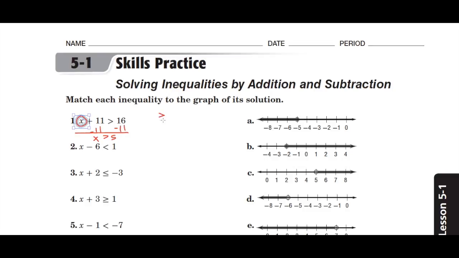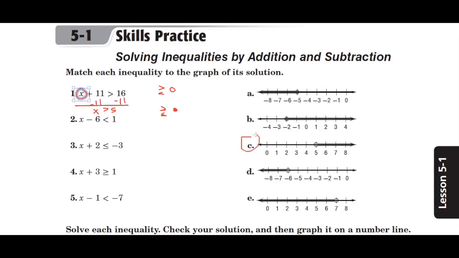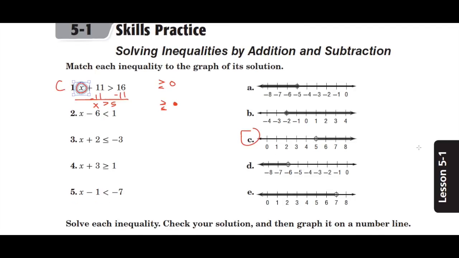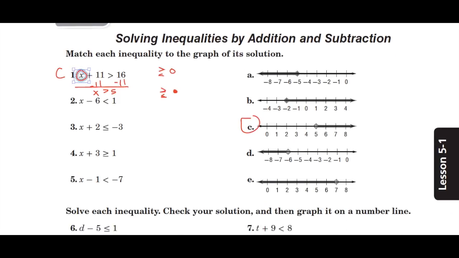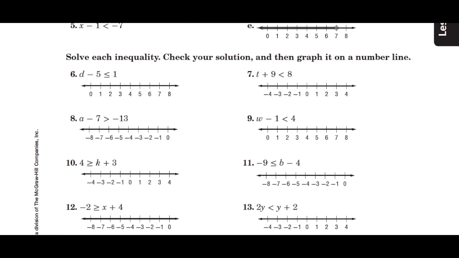And remember, with our greater than and less than signs, we have an open circle. Our greater than or equal to and less than or equal to signs, we have a closed circle. So we're looking for an open circle at the number 5 with an arrow going to the right. And that is letter C right here. So number 1 is letter C. Go ahead and finish 2, 3, 4, and 5. And then come down here to 6 through 13 and do these the same exact way.